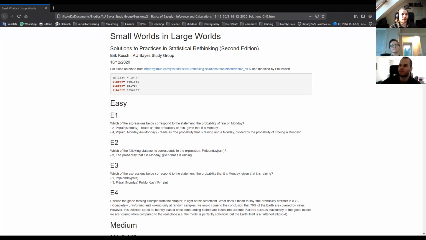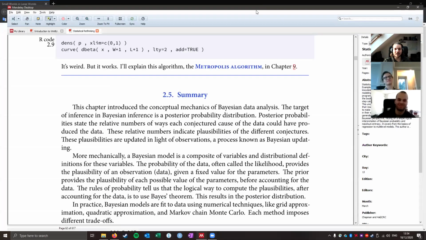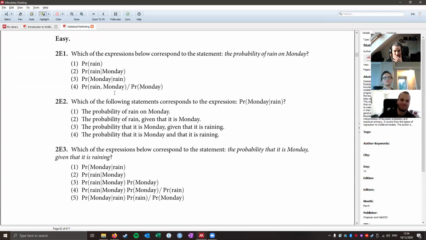So the first one is, which of the expressions below corresponds to the statement, the probability of rain on the Monday? And the statements, and I actually probably should bring it over here because it wants you to see something. And for that, I have to share the screen instead of the Firefox window. So I'm just bringing that over here. So question one is, which of the expressions below corresponds to the statement, the probability of rain on a Monday?